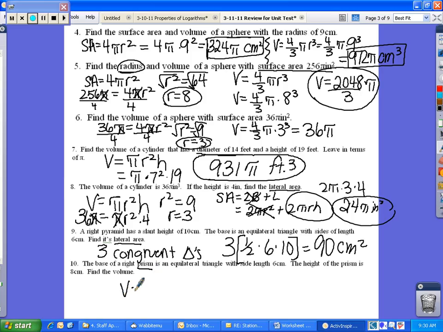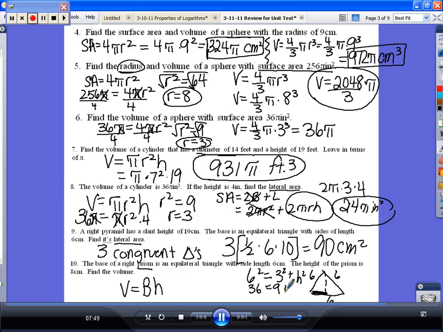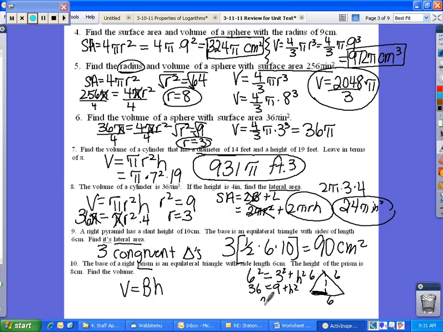And then finally number 10. The base of a right prism is an equilateral triangle, so a prism. So this is exactly like number 1, except it's an equilateral triangle. So the equilateral triangle looks like that, 6, 6, and 6. Okay? So now I need to find the height of that triangle because I have to calculate the area of it. So 6 squared equals 3 squared plus the height squared, because that's just that portion, to use the Pythagorean theorem. So 36 equals 9 plus height squared.